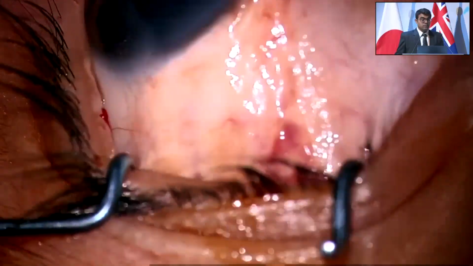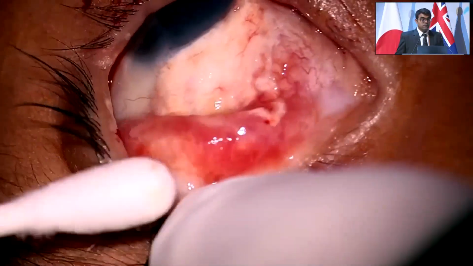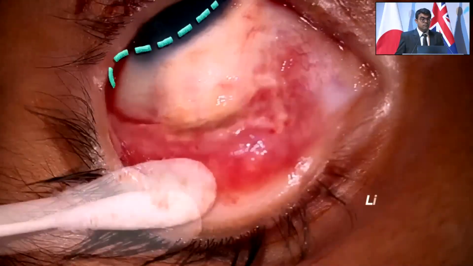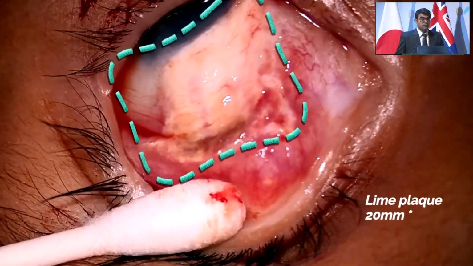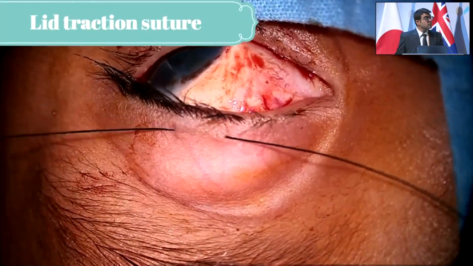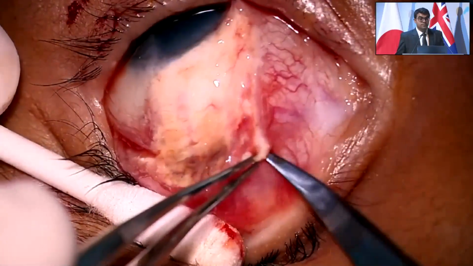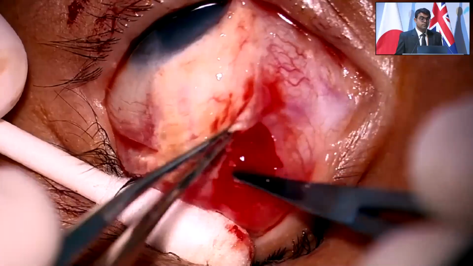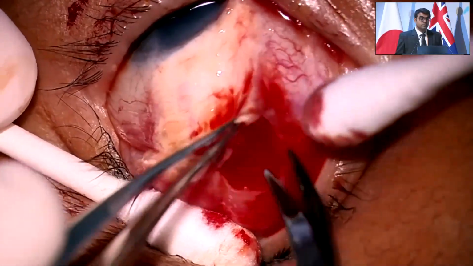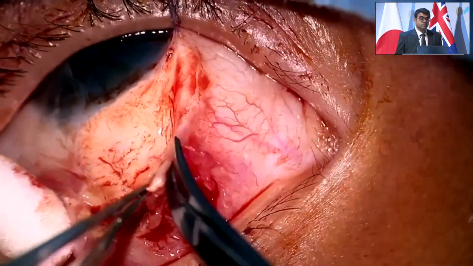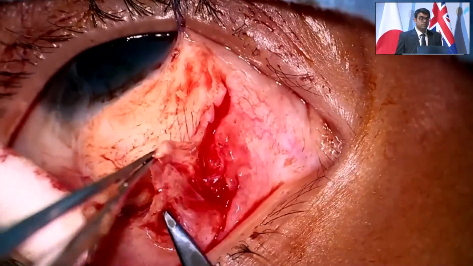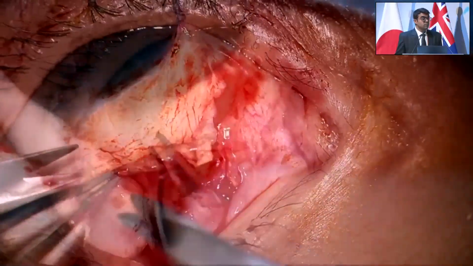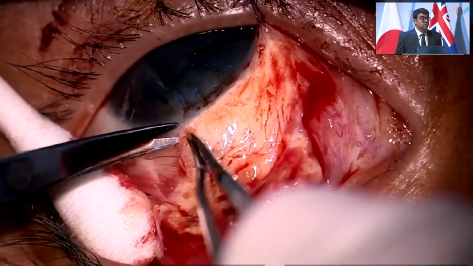For better exposure, a traction suture was used to rotate the globe downwards. After noting the exact extent of the lime plaque and getting adequate exposure, the dissection of the plaque was begun. Careful dissection is necessary. Residual particles cause chronic inflammation which prevents re-epithelialization of the cornea and also leads to symblepharon formation.